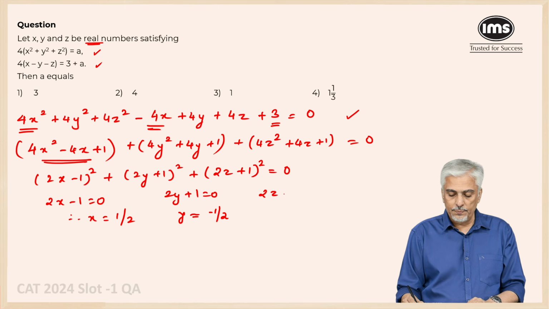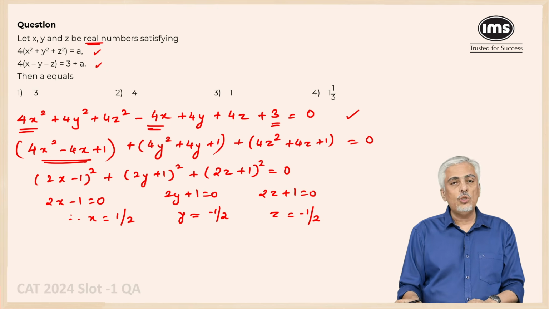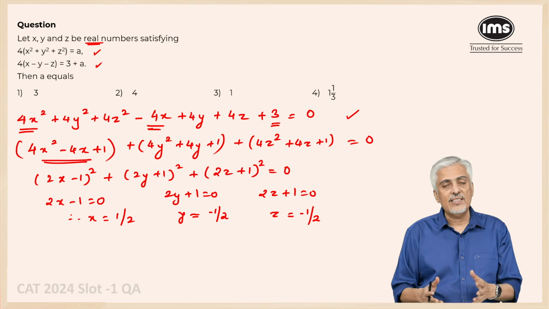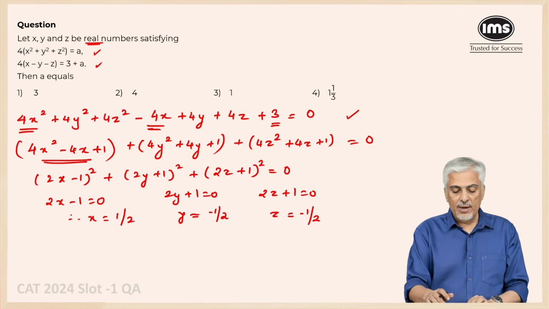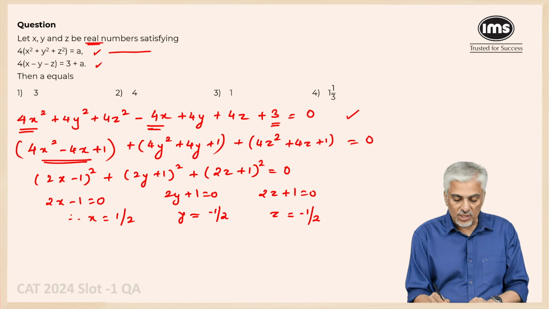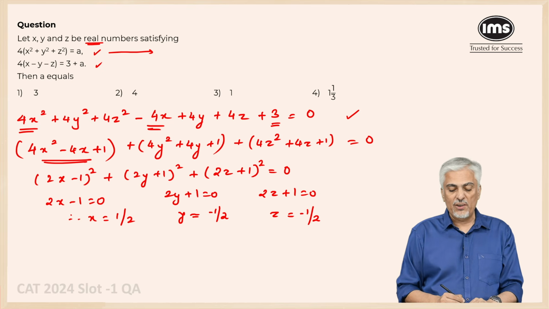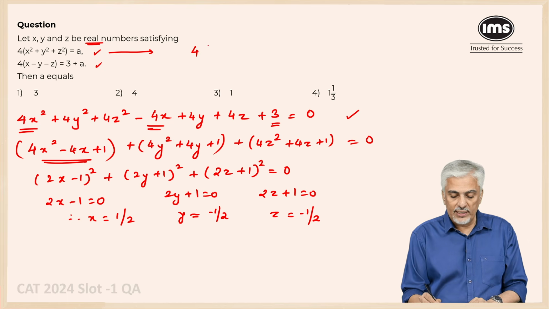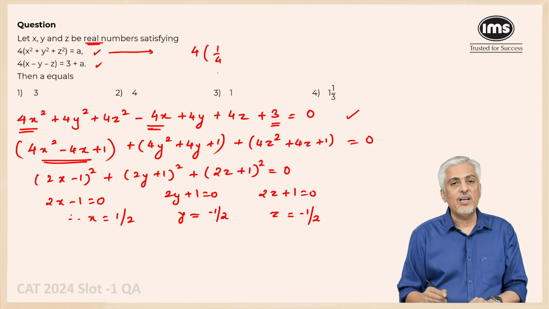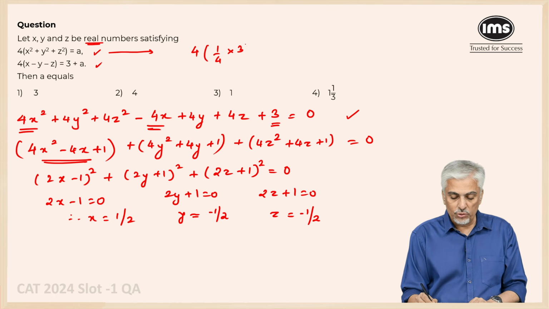And 2z plus 1 is 0. So z is also minus half. So we've got two of them as half, one as half and two others as minus half. I want to find a. So I can simply go to the first equation, because square of all of them will be 1 by 4 only. So I've got 4 into 1 by 4 plus 1 by 4 plus 1 by 4. That is 1 by 4 three times. 4, 4 cut out, which is equal to a, and therefore a is equal to 3, which is the first option.